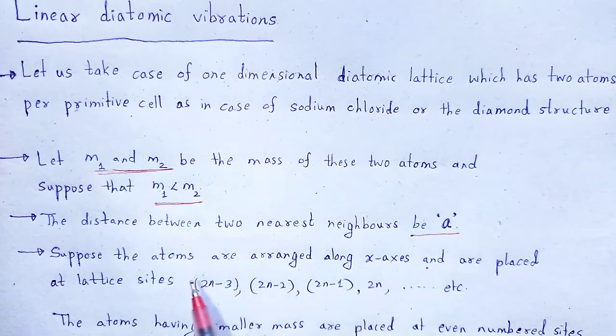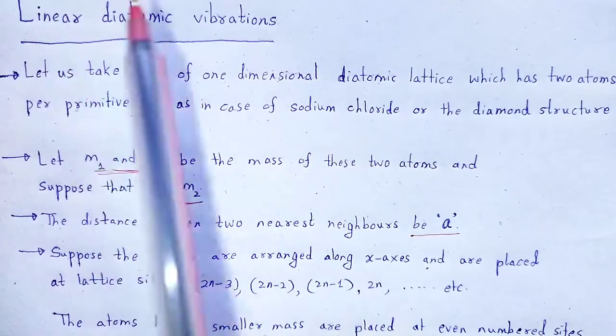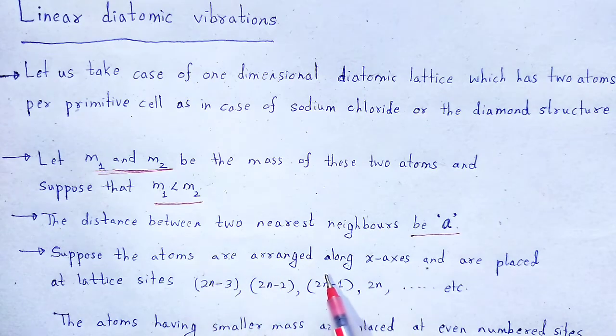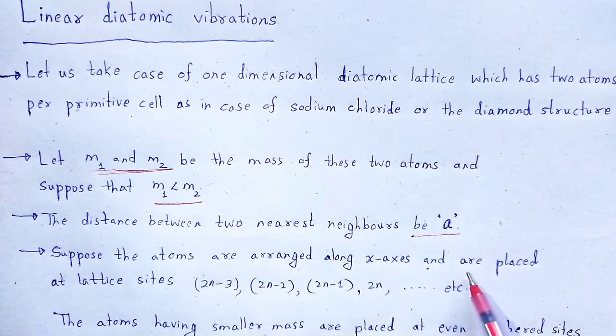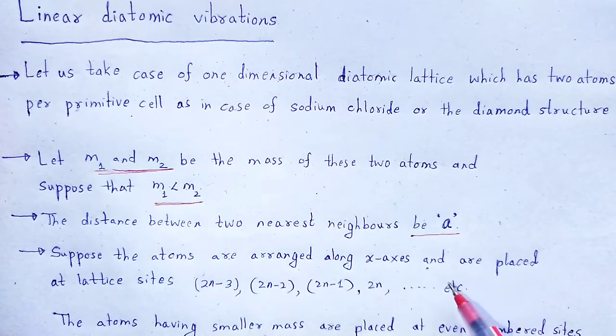And suppose the atoms are arranged along the x axis, as we prefer the linear, that is, the one dimensional situation. So the atoms are arranged along the x axis and these atoms are placed at lattice sites 2n minus 3, 2n minus 2, 2n minus 1, 2n, 2n plus 1, 2n plus 2, 2n plus 3, like this.